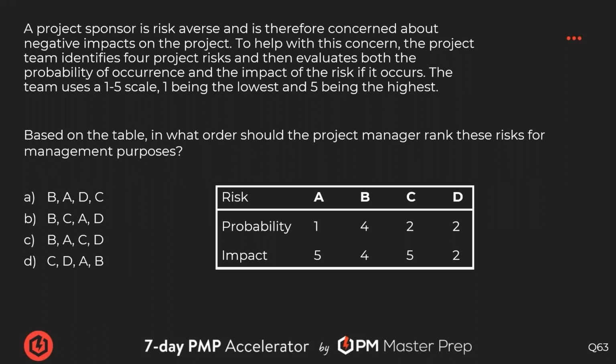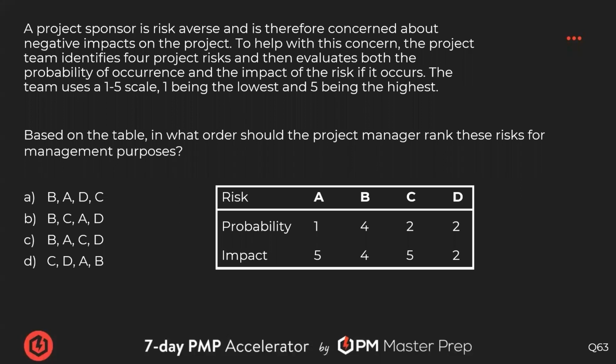Based on the table, in what order should the project manager rank these risks for management purposes? A project sponsor is risk averse and is therefore concerned about negative impacts on the project. To help with this concern, the project team identifies 4 project risks and then evaluates both the probability of occurrence and the impact of the risk if it occurs. The team uses a 1 to 5 scale, 1 being the lowest and 5 being the highest.